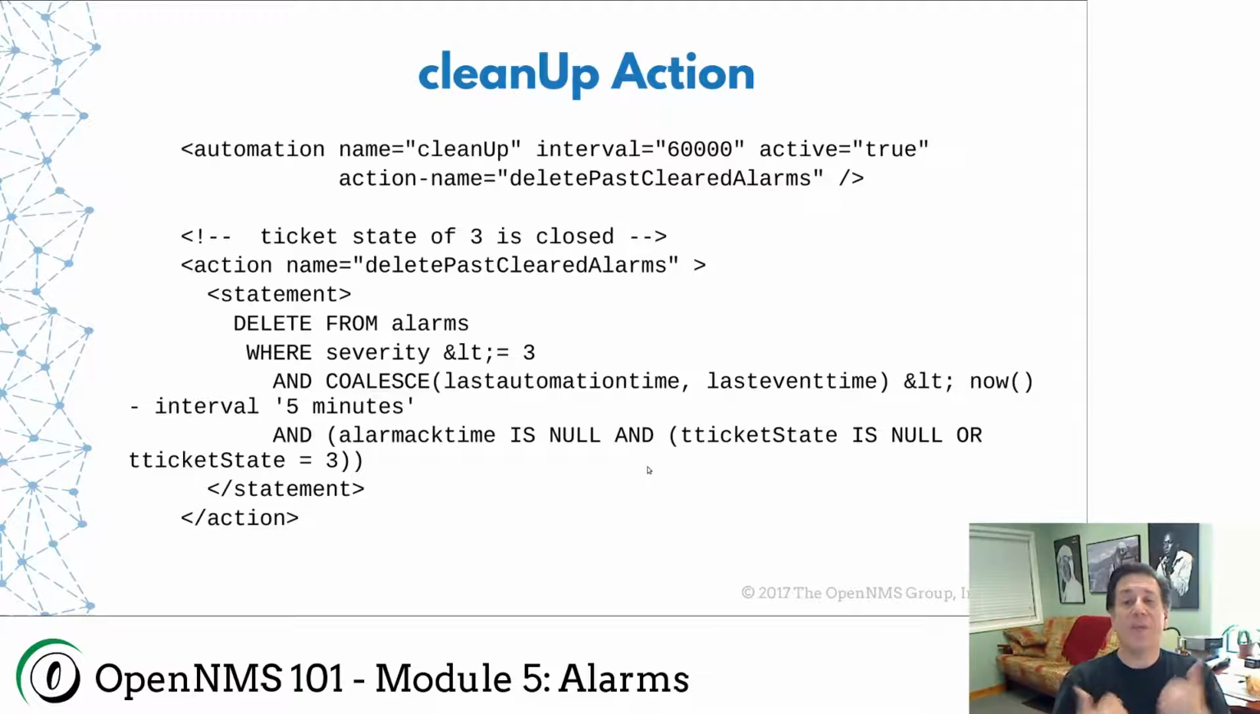And we do have something we're not going to discuss in this lesson. We do have a trouble ticketing integration. Basically, we won't delete an alarm if there is a ticket open on it, unless that ticket is closed. If ticket state is null, that means we haven't opened a ticket. If ticket state is not null, but it's equal to 3, then we know it's been closed, so we'll delete it. Otherwise, we won't delete it. So delete from alarms where severity is less than or equal to 3, normal, indeterminate, or cleared, and nothing's been done to it in 5 minutes, and we haven't acknowledged it, and there's no tickets open on it.